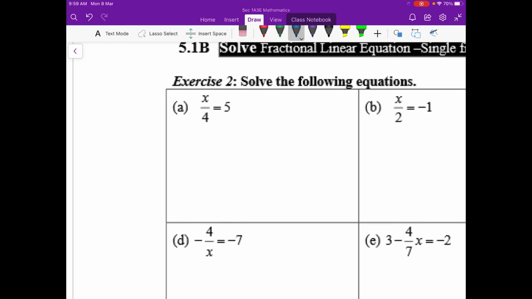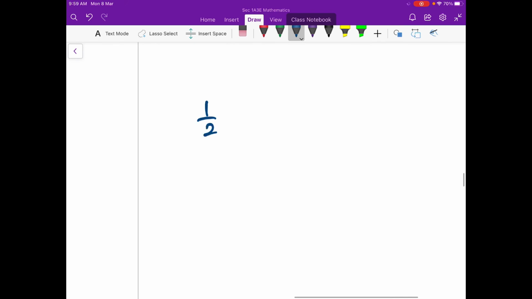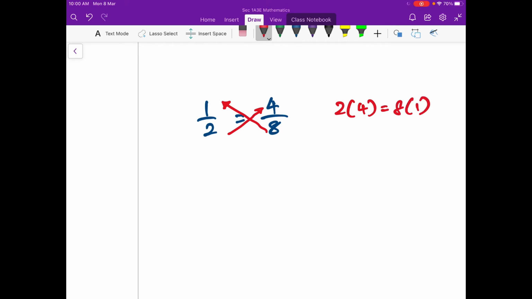5 times 4. Okay, hang on, I show you the other option that I have. Please don't copy this down. 5 over 1. I have fraction equals fraction. I'll show you a neat trick. Do you know the relationship between 1 over 2 and 4 over 8? They're the same, right? Have you ever noticed that when you take 2 multiplied by 4, the answer is the same as 8 multiplied by 1? Do you know that this always works?